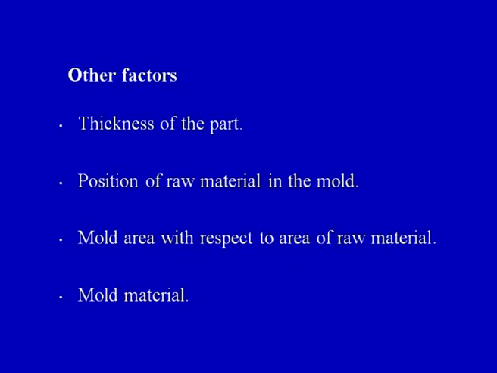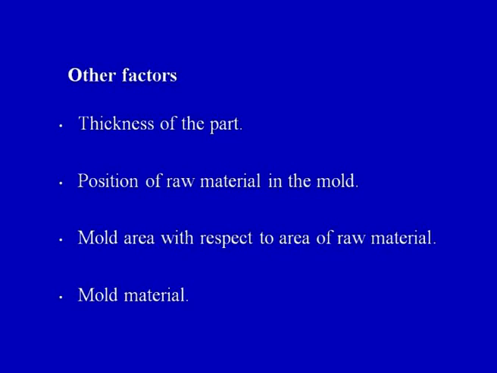Mold area with respect to the area of the raw material also has to be taken into account, because if we have a large volume of the raw material, then there would be some internal stresses, some internal problems that may take place. Sometimes the excess material may come out of the parting line where the two mold halves are meeting each other, and we may not be able to get the desired uniformity of the thickness in the final product. So, there may be some problems associated if the volume of the raw material is higher as compared to the volume of the cavity which is generated between the top and the bottom half of the mold.